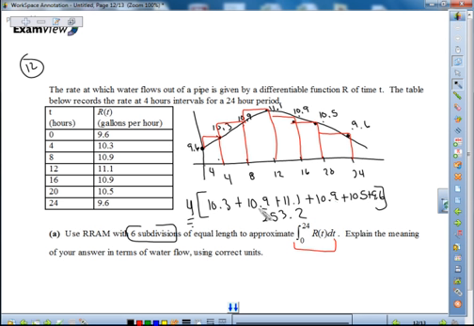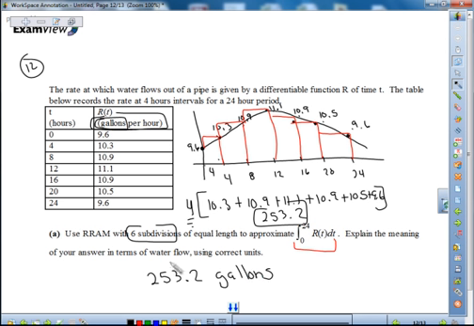So then the second question asks, explain the meaning in your answers in terms of the water flow. Since this is gallons per hour, remember when we were doing this with velocity, especially on your project, you graph velocity versus time, in miles per hour, and you always got miles, which is total distance traveled. So in this one, since you have gallons per hour, you're going to have 253.2 gallons.